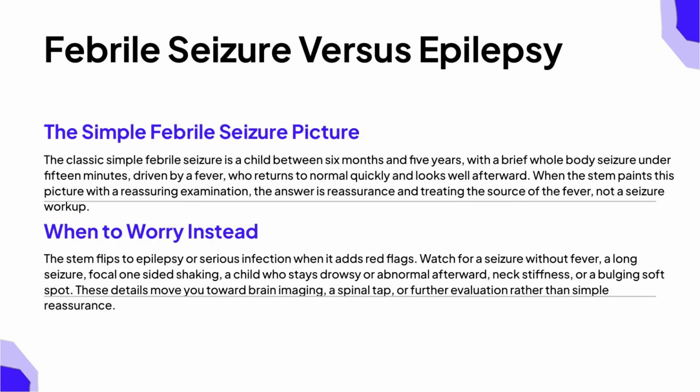Now let us separate the febrile seizure from true epilepsy, because the test loves to make you choose between reassurance and a full workup. The simple febrile seizure has a recognizable picture. It is a child between 6 months and 5 years of age, with a brief whole-body seizure lasting under 15 minutes, triggered by a fever, who returns to normal quickly and looks well afterward. When the STEM paints that picture with a reassuring examination, the answer is reassurance and treating the source of the fever, not a seizure workup.